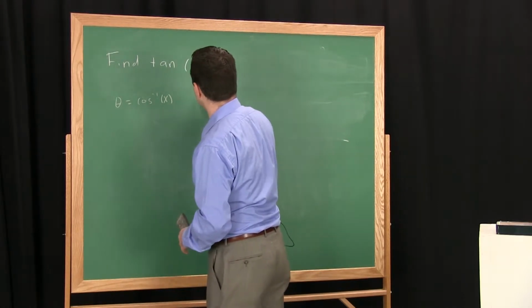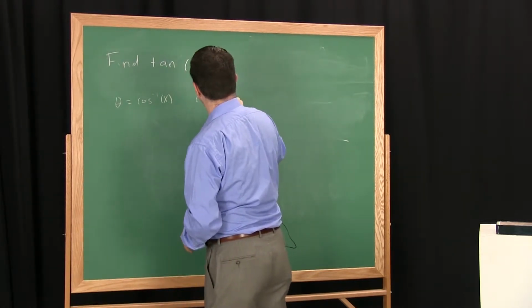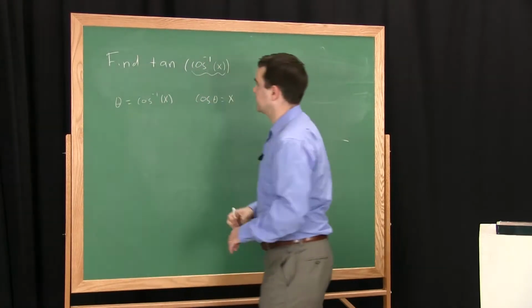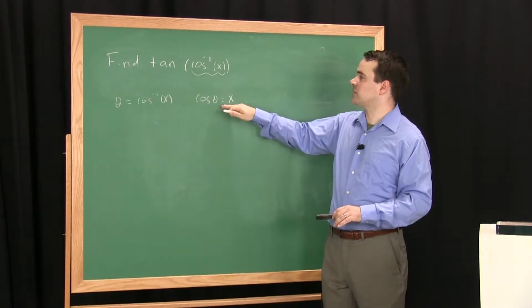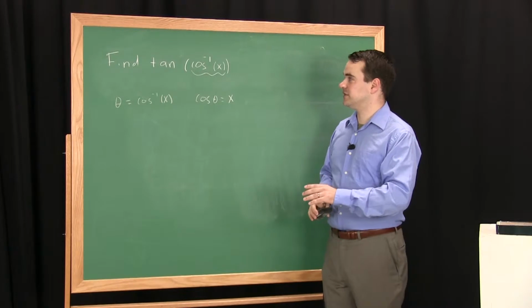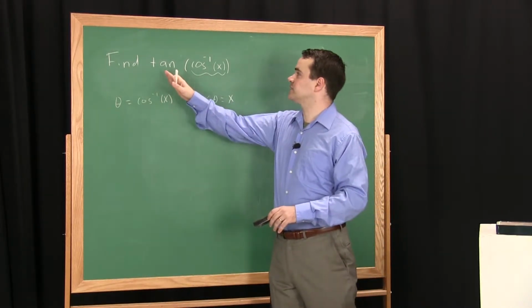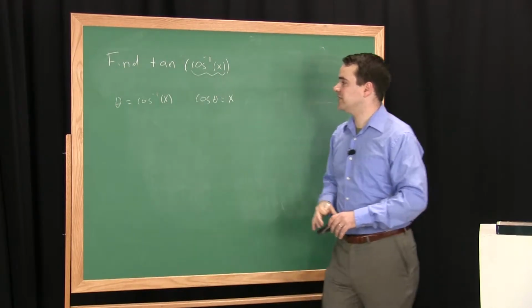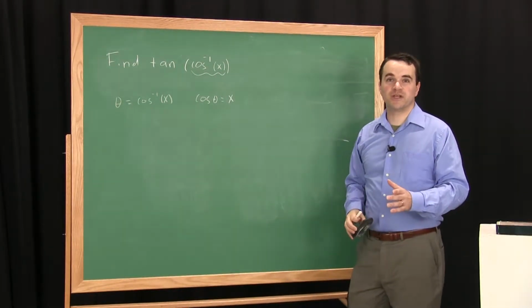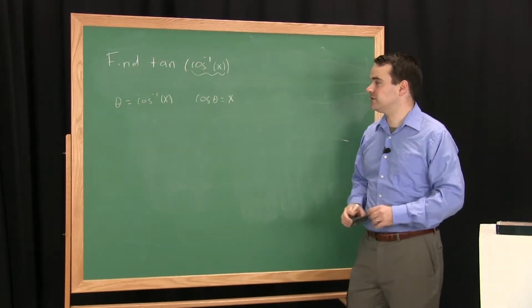And then you get the equation that cosine theta equals x. So now your job is to draw a picture of this equation and then find out what's going to be tangent of theta using the picture. I'll pause for a couple seconds. I'll let you stop the video and go to work.